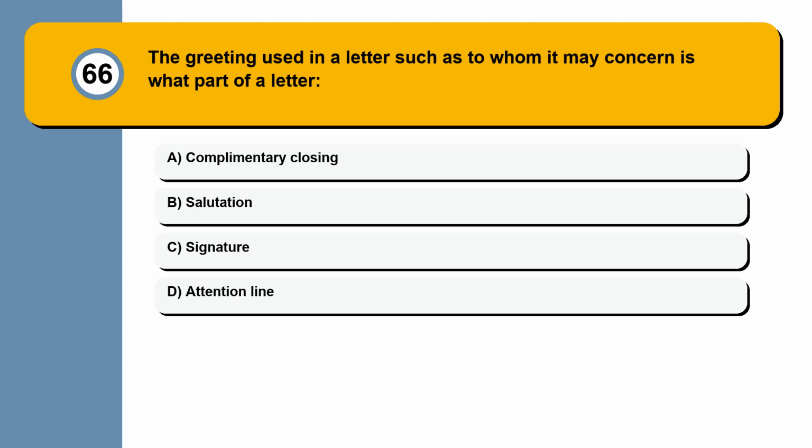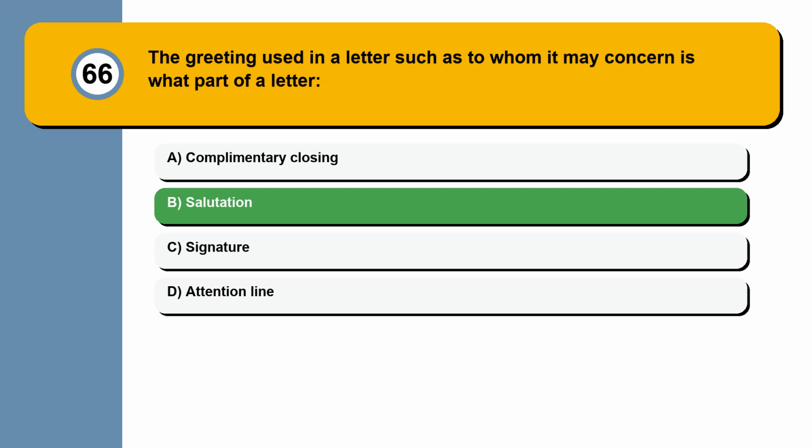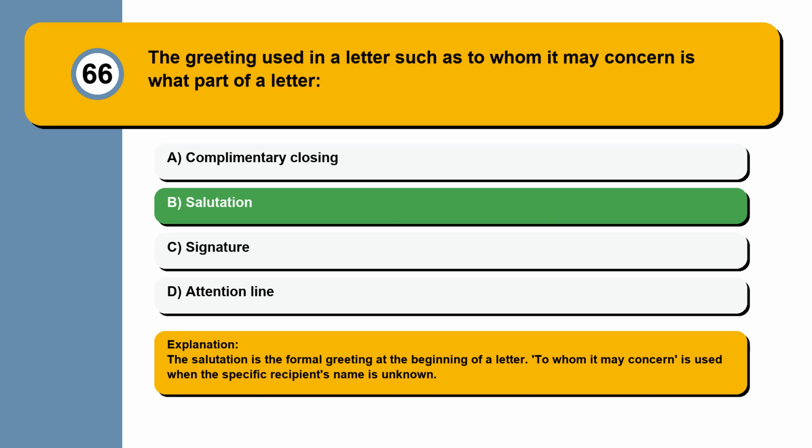Question 66. The greeting used in a letter such as "to whom it may concern" is what part of a letter? Here are your options. Option A, complimentary closing. Option B, salutation. Option C, signature. Option D, attention line. The correct answer is option B, salutation. Explanation. The salutation is the formal greeting at the beginning of a letter. "To whom it may concern" is used when the specific recipient's name is unknown.